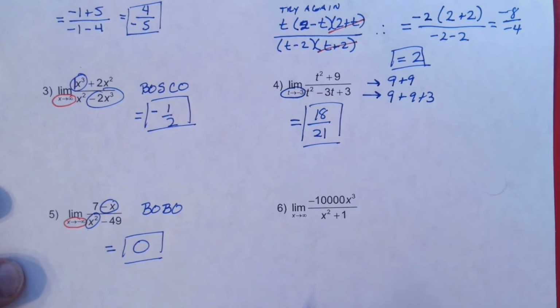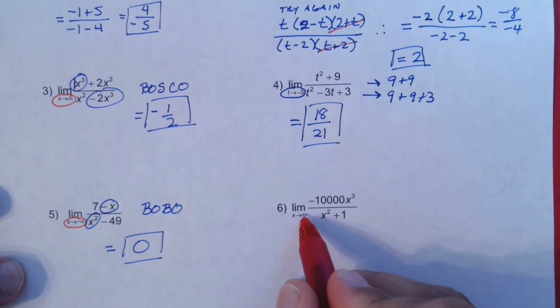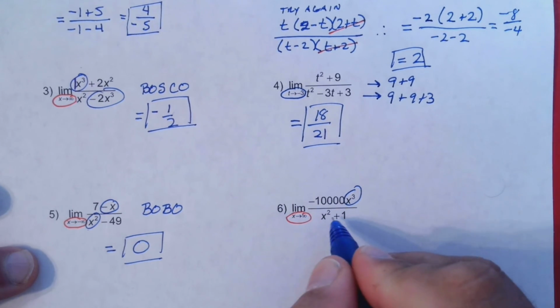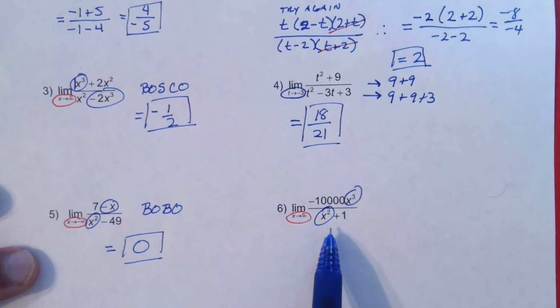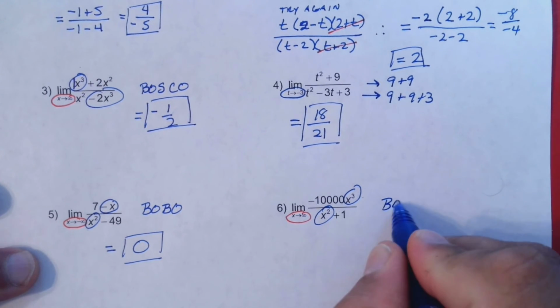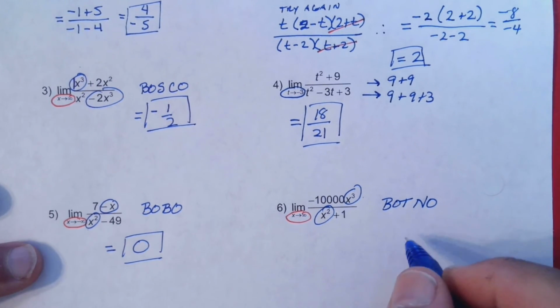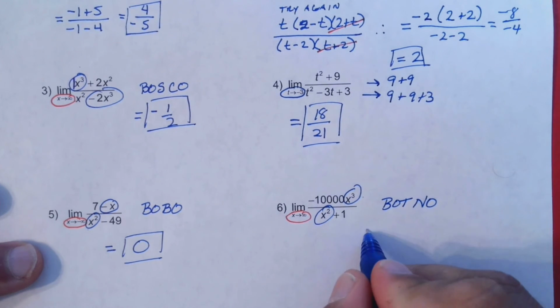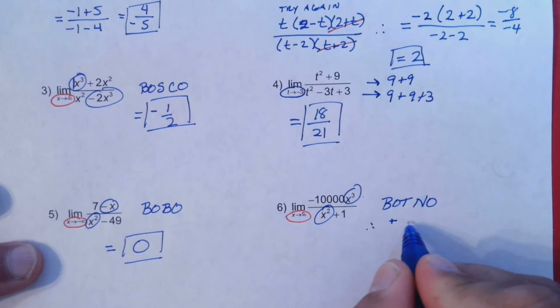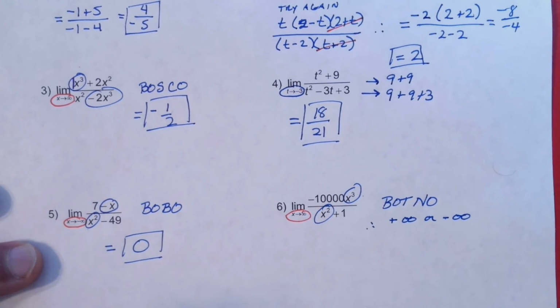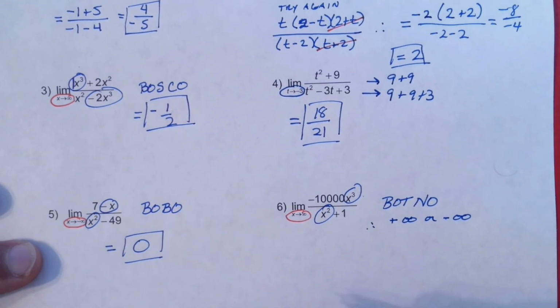And lastly, I have another limit that involves an infinity. This one happens to be approaching positive infinity. And if I look here at my highest power in the numerator is x cubed. In the denominator, it's x squared. So I'm having bigger on top. So I'm going to have no horizontal asymptote. Therefore, I know I'm going to either have a plus infinity or minus infinity. And I need to work to figure out what it's going to be.